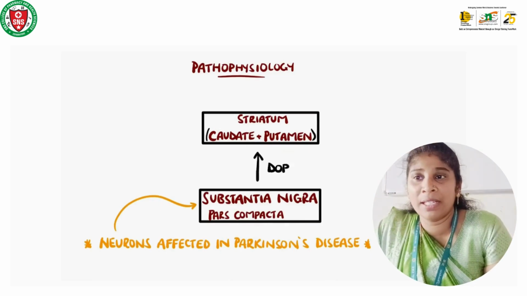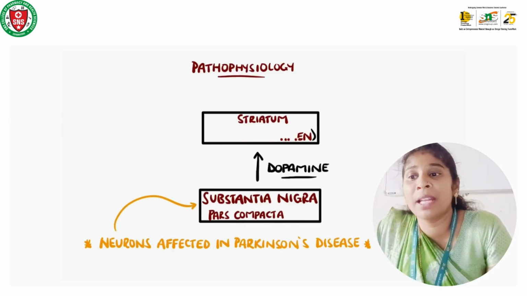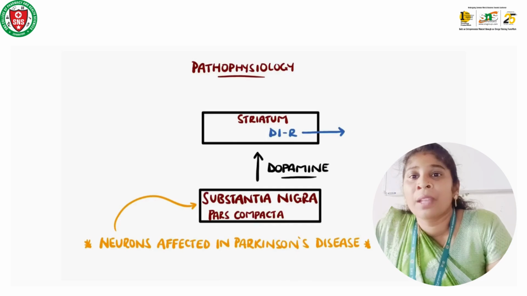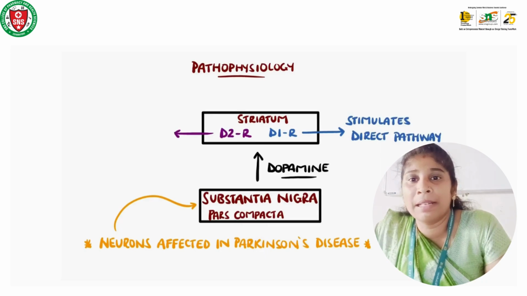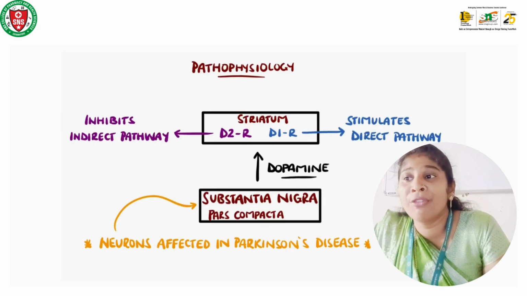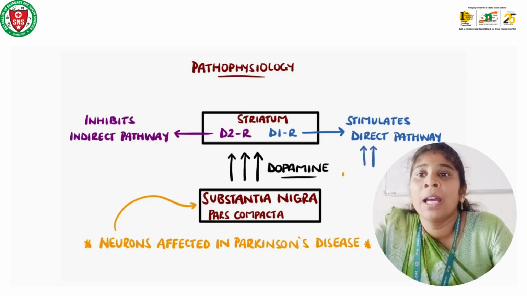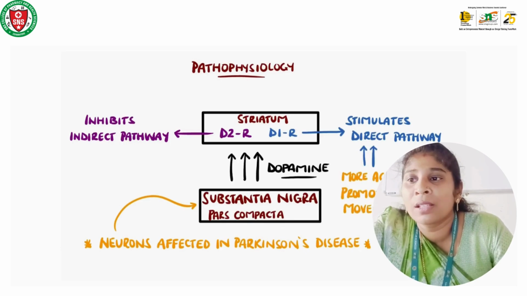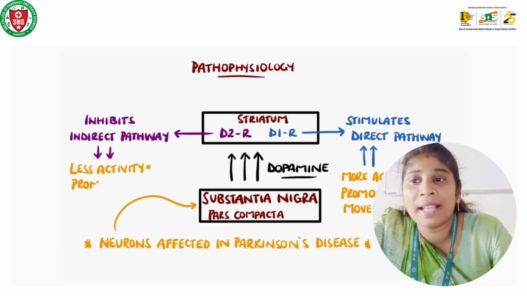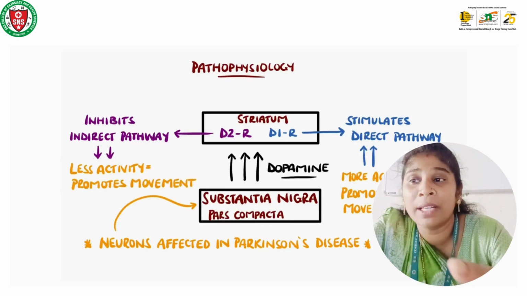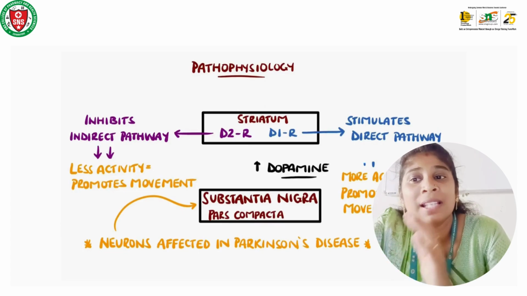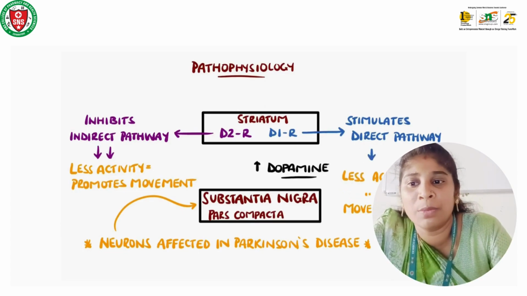The direct pathway will facilitate the movement and the indirect pathway will terminate the movement. The indirect pathway also originates in the cortex and projects to the striatum, but then travels through the external globus pallidus and subthalamic nucleus before reaching the internal globus pallidus, that is GPi, or substantia nigra pars reticulata. So the direct pathway is known as excitatory, that is, it facilitates the movement, and the indirect pathway is called inhibitory, which suppresses unwanted movements.